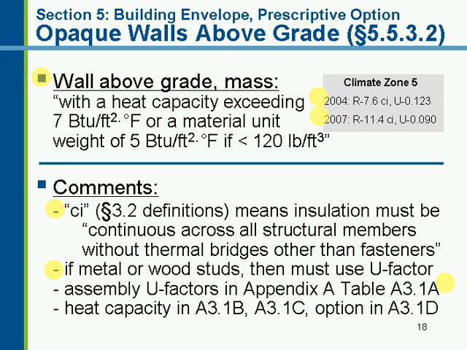There's more detail if you go into including the heat capacity in tables A3.1b or A3.1c. And if you have something where you're building up assemblies with wood studs or metal studs, further detail is in the options contained in A3.1b.